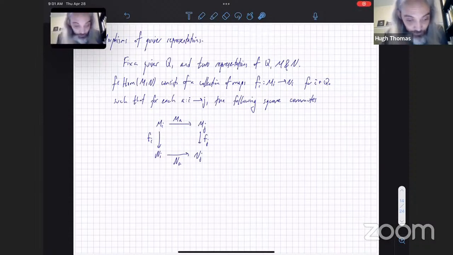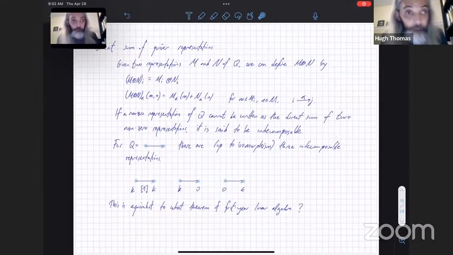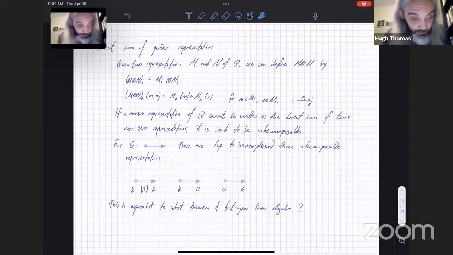So what you actually do is you do that, but you also require that for each arrow you get a commutative square. So we have the maps coming from the representation associated with the arrow alpha going from vertex i to vertex j, and then we have the maps Fi and Fj, and this square has to commute. Okay, and so this category is a Krull-Schmidt category.